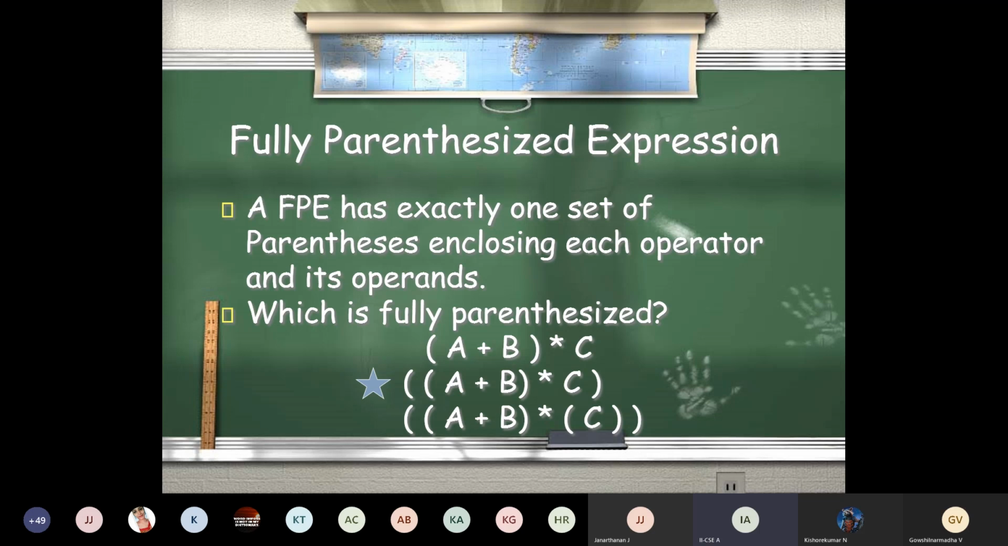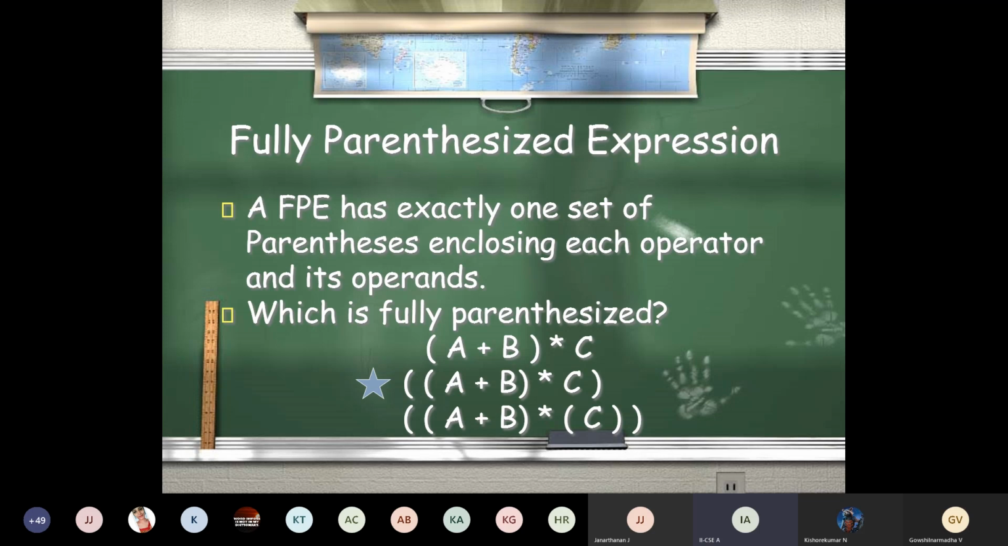For example, just analyze this. I have given 3 examples here. The first is a plus b star c. For a plus b, you have a parenthesis, but for star, you don't have an enclosing parenthesis. A fully parenthesized expression has exactly one set of parentheses enclosing each operator and its operands. So if I have an operator, I should have an enclosing parenthesis. But in the first case, you don't have an enclosing parenthesis for star. So it is not a fully parenthesized expression.